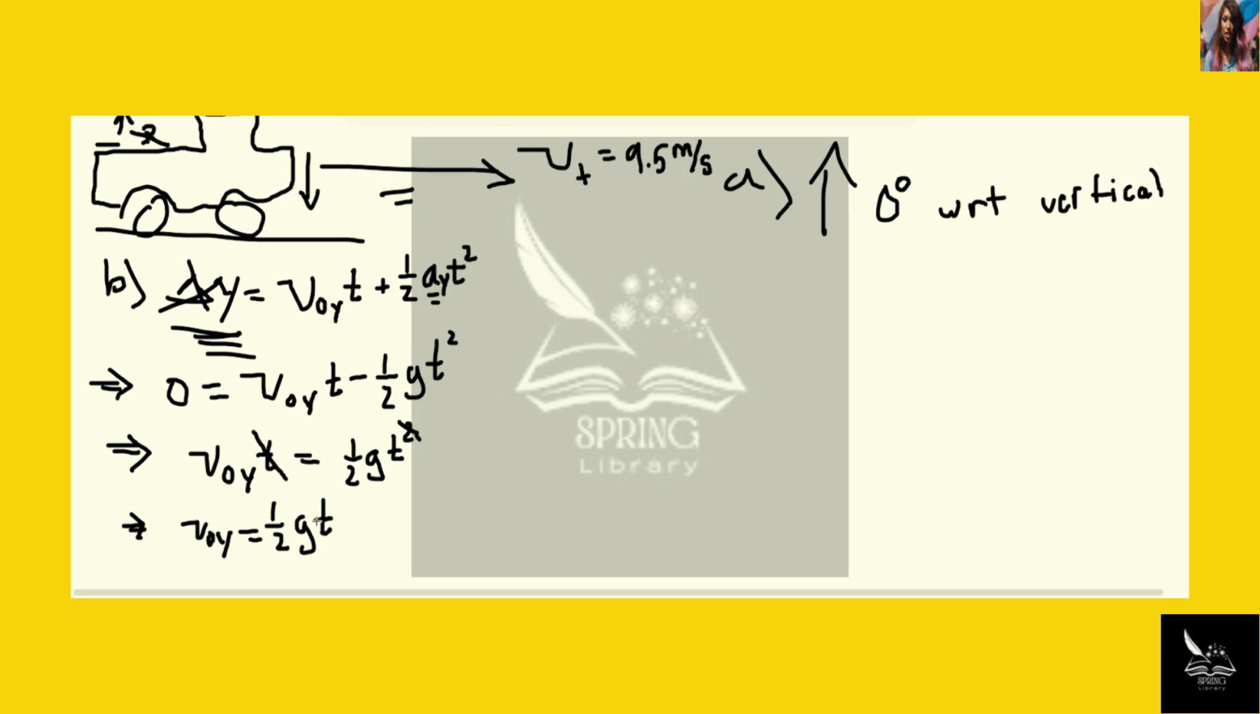The issue is, how do we find t? We need to know the time of flight, essentially. How long is this object in the air for? So let's do that over here. I'm taking a little break from this equation, which is really important, and we'll go back to it in a second.